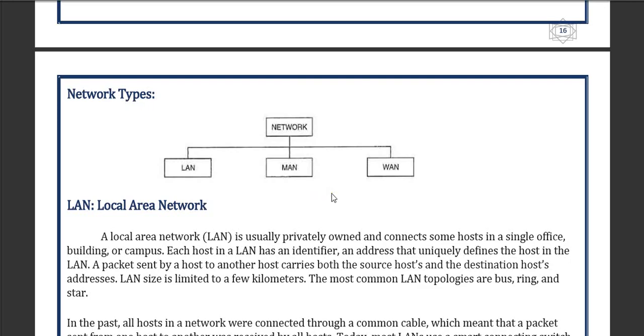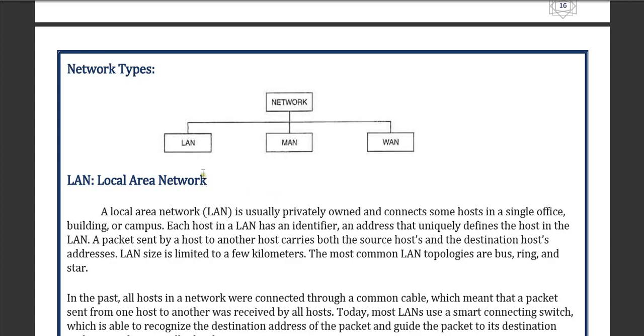Now we will start the network types. There are basically three network types, which are LAN, MAN and WAN. LAN stands for local area network, MAN is for metropolitan area network, and WAN is for wide area network.